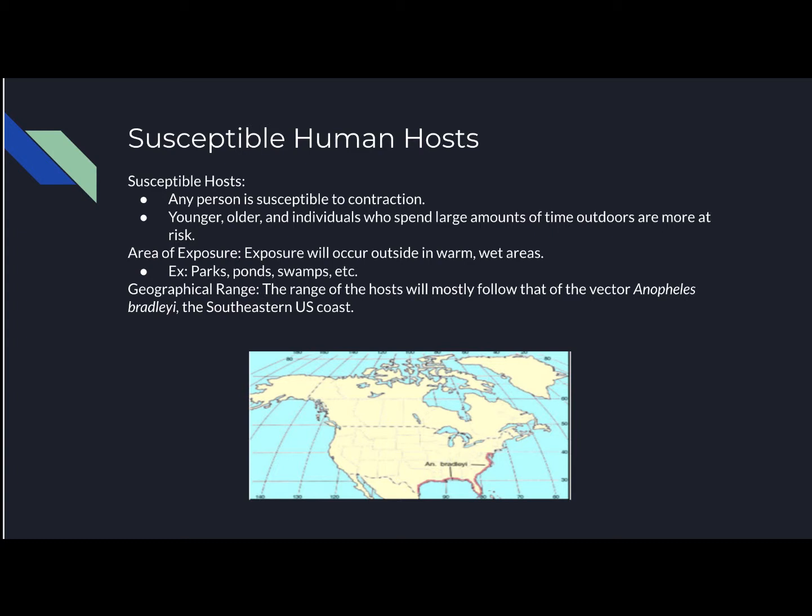Furthermore, since the area of exposure follows that of our vector, logically, the geographical range of the host will do the same. Since the southeastern United States coast is the perfect breeding ground for Anopheles bradleyi, this will be the general range of the hosts.